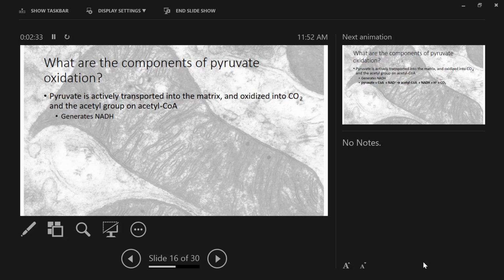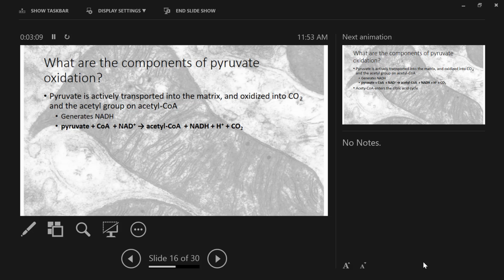So glycolysis produced 2 molecules of NADH, right? Yes. And now pyruvate oxidation produces another 2, because keep in mind, we make 2 molecules of pyruvate with every 1 glucose molecule, right? So if each pyruvate molecule generates 1 NADH, we generate 2 of them for every 1 glucose, because 1 glucose gives us 2 pyruvate, each pyruvate gives us 1, and 2 times 1 is 2. Beautiful. And so here's the overall process of pyruvate oxidation.